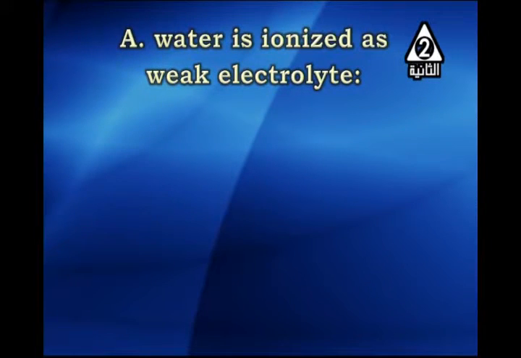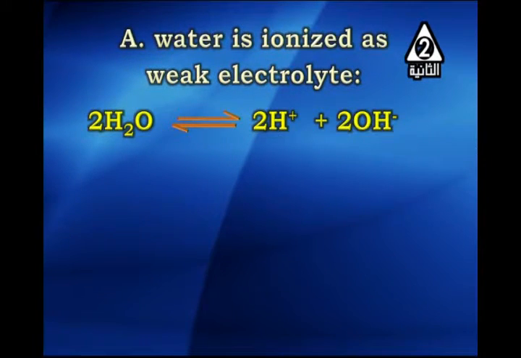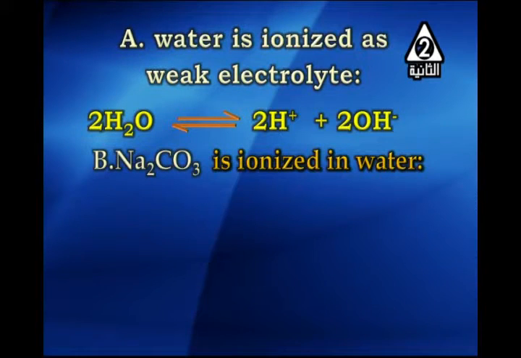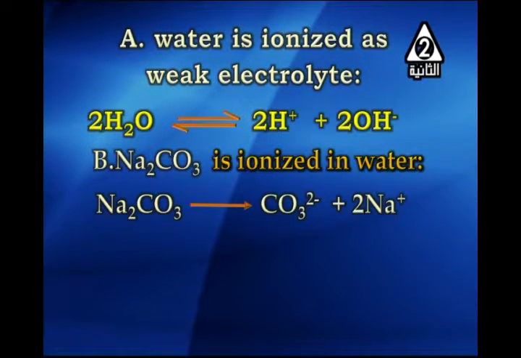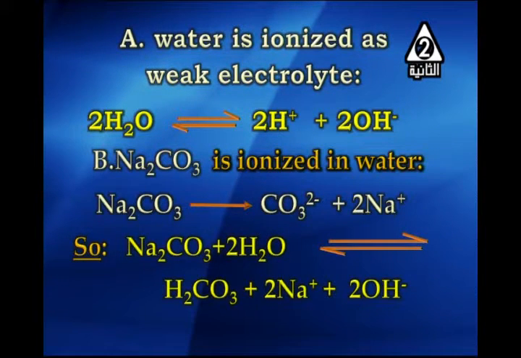Water is ionized as a weak electrolyte. As the equation on screen shows, H2O gives H positive and OH negative. And sodium carbonate is ionized in water into carbonate anion and sodium cation. So by adding these two equations, we get the equation that we see on the screen: Na2CO3 plus 2H2O gives in equilibrium H2CO3 plus 2Na positive and 2OH negative.